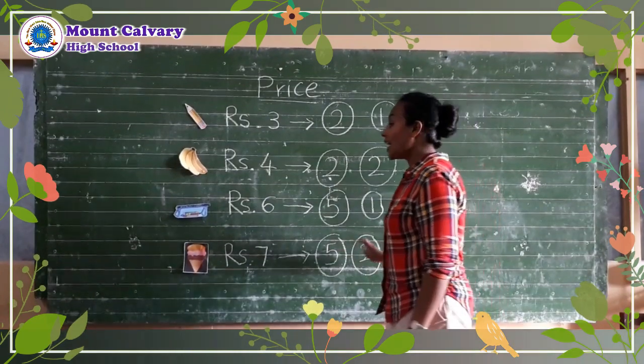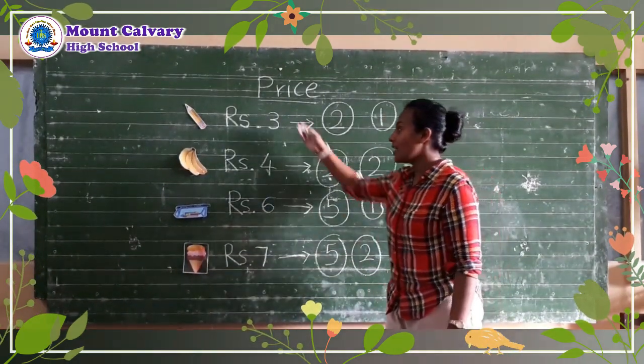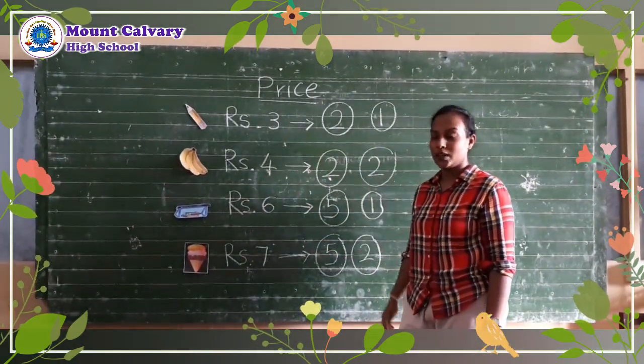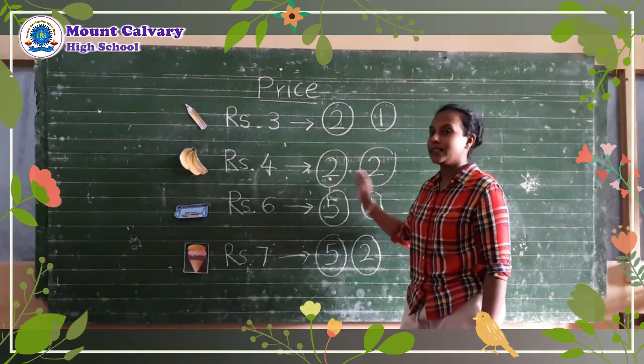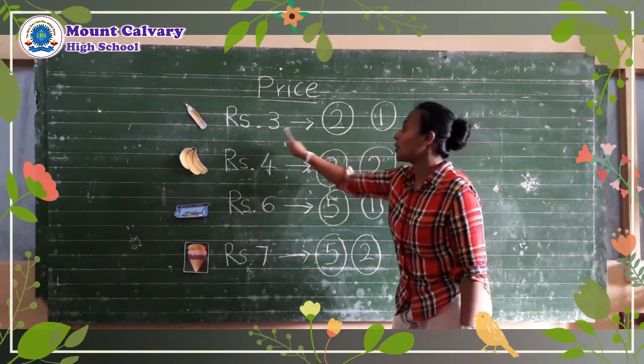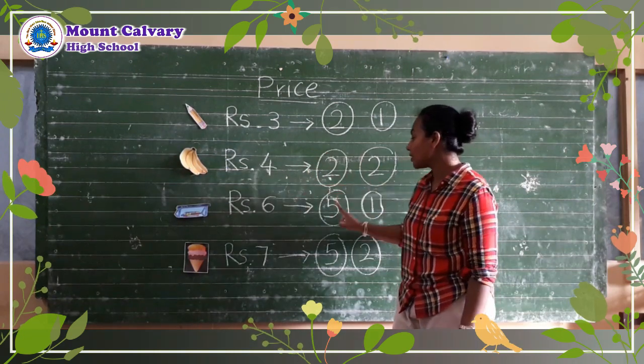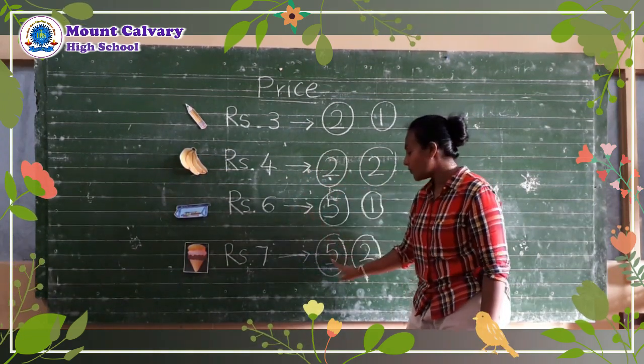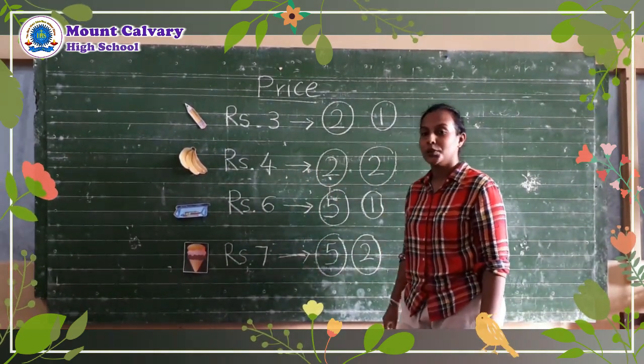Right. So, likewise, we can pay these prices. You see, 2 coins, right? 2 plus 1 is 3, 2 plus 2 is 4, 5 plus 1 is 6, 5 plus 2 is 7. Okay? Right.